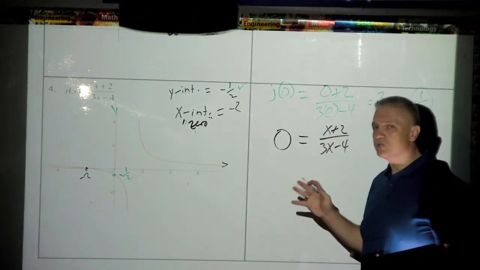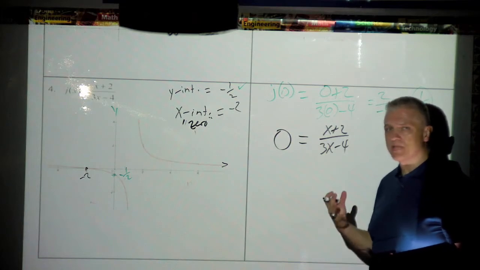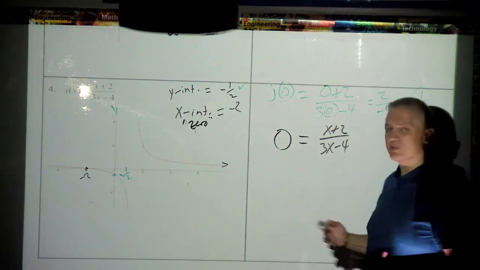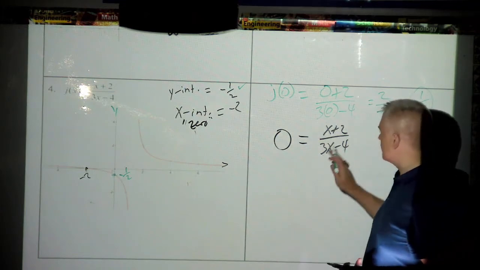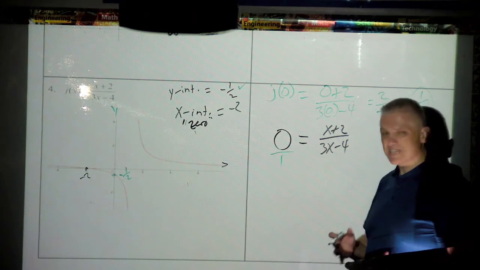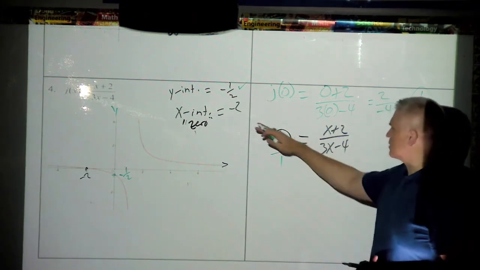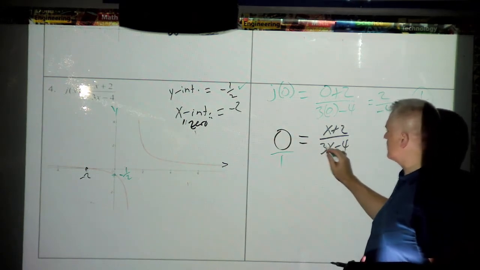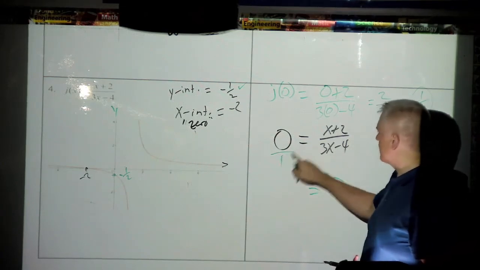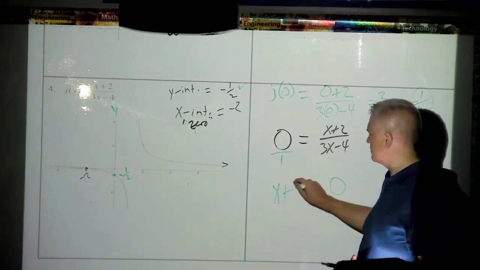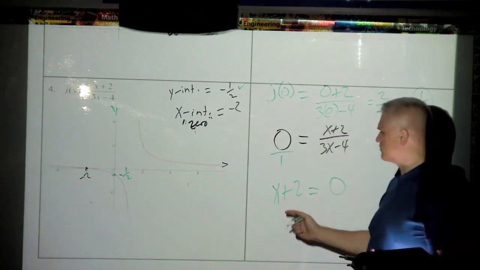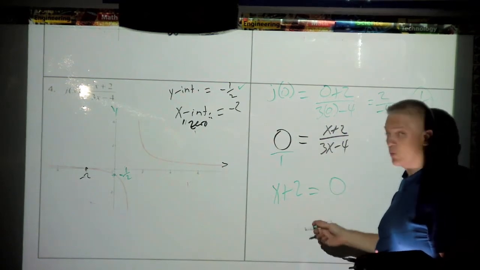So you can either make this one real simple or you can get all hyped up about this one and make it difficult. All right, I have a fraction here. I've got to clear the fraction. So you can either multiply both sides by 3x minus 4, or you can think of it as a cross multiplication. I cross multiply 3x minus 4 times 0 and I get 0. I multiply 1 times x plus 2 and I get x plus 2. Either way, if I multiply both sides by 3x minus 4, I get the same equation.